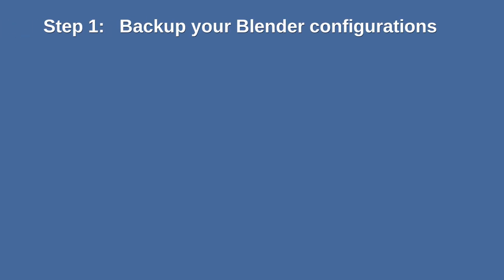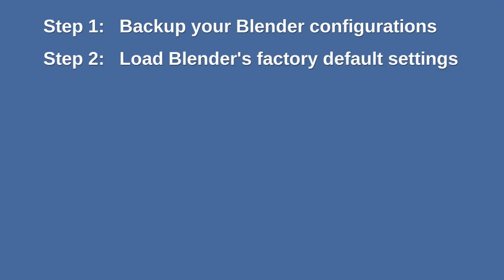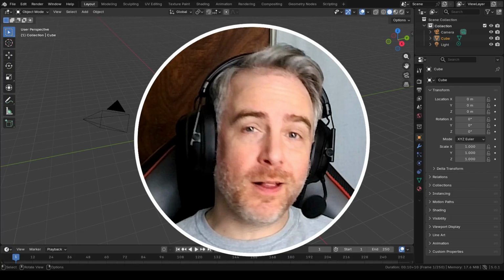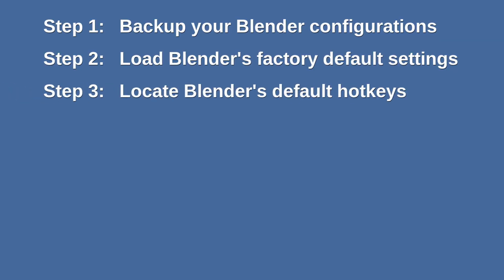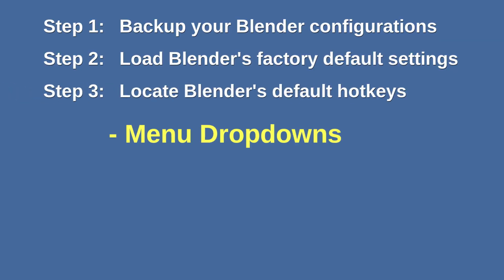Step 1, save a copy of your current Blender configurations. Step 2, load Blender's factory default settings just for the duration of this process. Don't worry, you'll be able to restore all of your previous configurations at the end. Step 3, locate Blender's default hotkeys. You can find them in the menu dropdowns, and you can find them in the preferences.